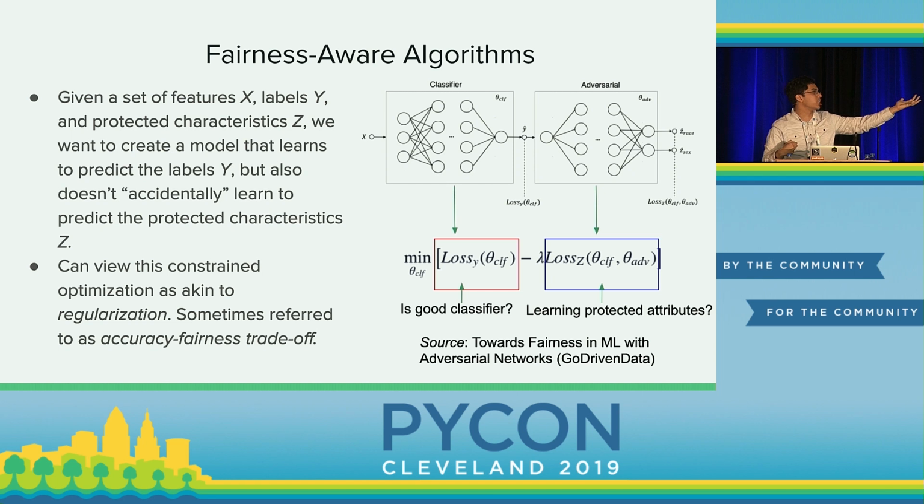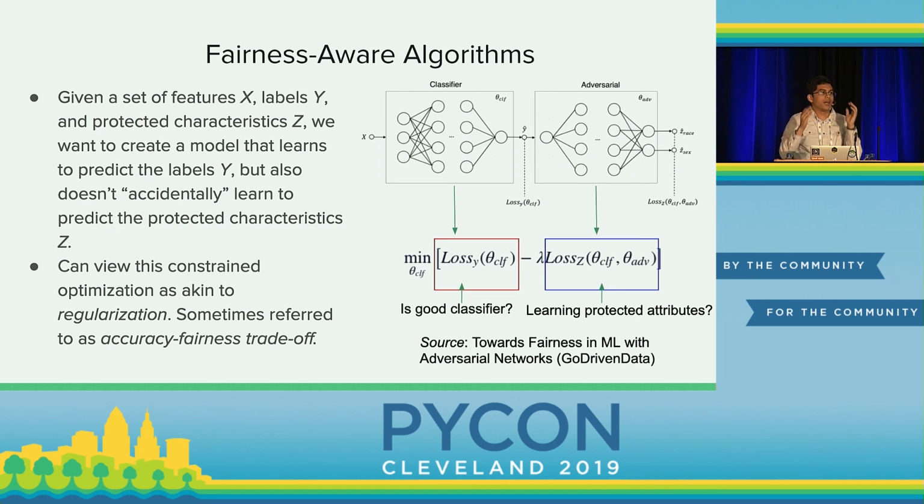You have to look at this loss function. The one in the red box is saying, am I a good classifier or not? Am I learning features that predict who gets a loan or not? The one in the blue box is saying, okay, you learned who to give a credit loan to. Are you accidentally learning race or gender? Is who gets a loan or not basically just figuring out, is this person white or non-white?